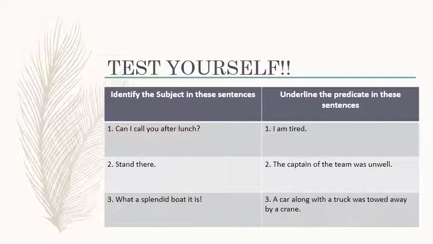So, here we have the question. We have two columns. In column number 1, identify the subject in these sentences. Whereas in column number 2, underline the predicate in these sentences. In column number 1, we have question number 1: Can I call you after lunch? Question number 2: Stand there. Question number 3: What a splendid boat it is.